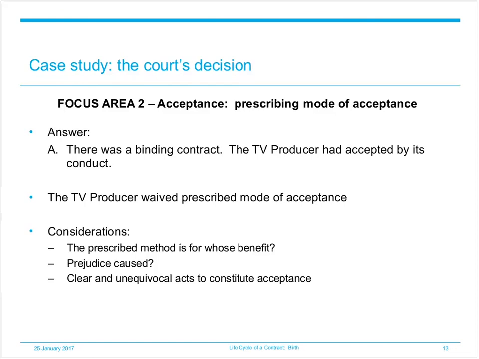The court considered that there were clear and unequivocal acts on the part of the TV producer, about which the Cookware Company was well aware, to constitute acceptance. Not only did the TV producer act as though bound, the Cookware Company also received and enjoyed the benefit of the TV producer's performance, and represented itself as the licensee of the MasterChef brand. Of course, there is another way of analysing this decision.